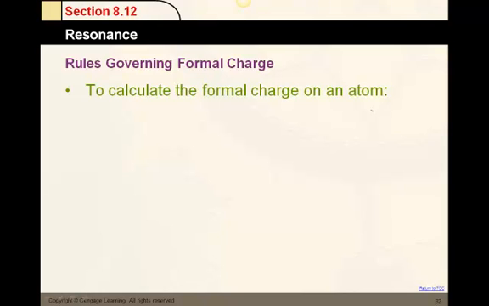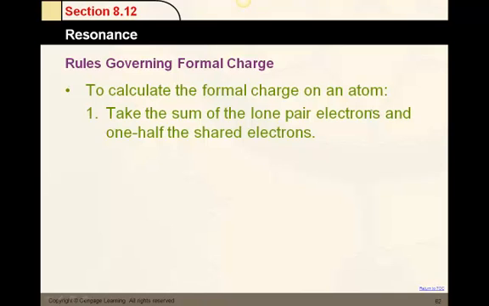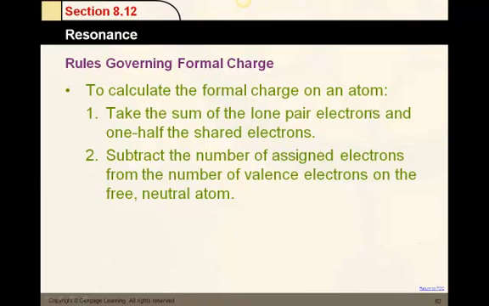So, how do we calculate this? To calculate the formal charge, take the sum of the lone pair electrons and 1/2 of the shared electrons, and from that you're going to subtract the number of assigned electrons from the number of valence electrons on the neutral atom. So, this is how I might think about it. Formal charge is going to be the number of valence electrons minus the number of lone pair electrons plus 1/2 of the electrons that are in the bonding pair, because it doesn't just belong to one atom, they have to share them 1/2 and 1/2.